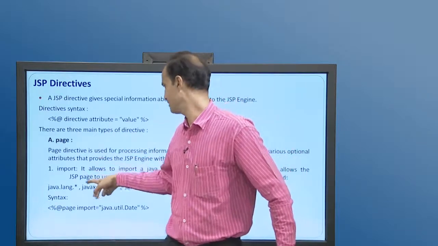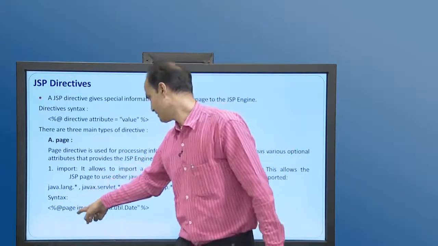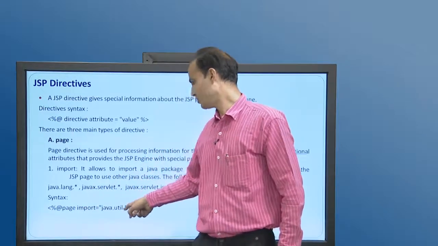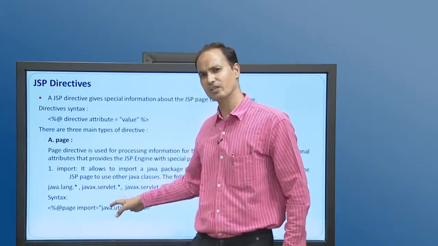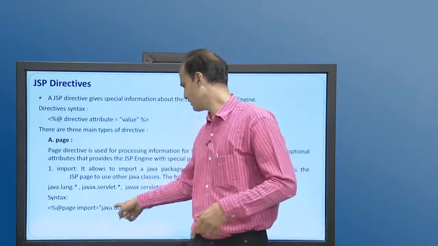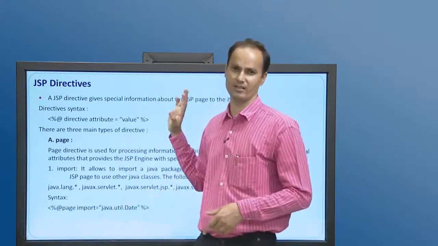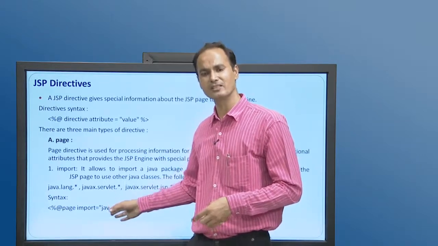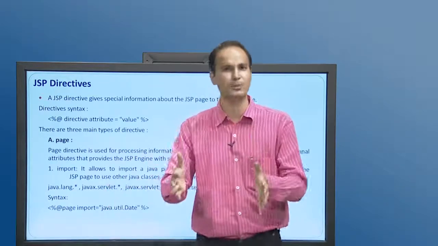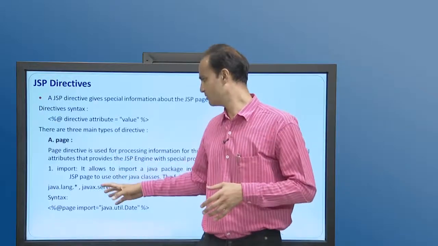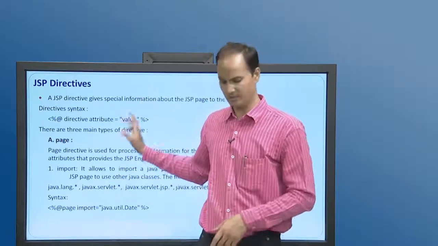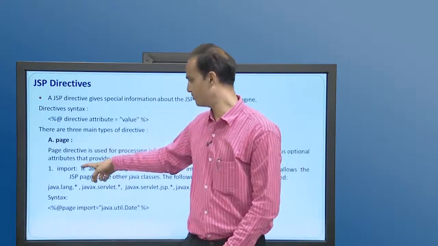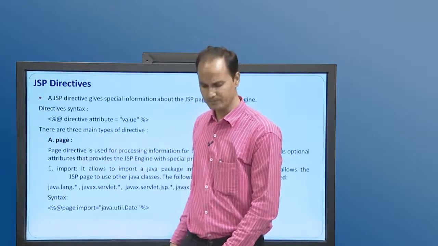So, you have to write like this: <%@ page import="java.util.Date" %>, and if you are talking about a database then we need to write java.sql.*. Then you can have the database classes and interface functionality available in your JSP page. So, this is the most important functionality of a directive, that is the page directive. This is the first attribute of the page directive, that is import.